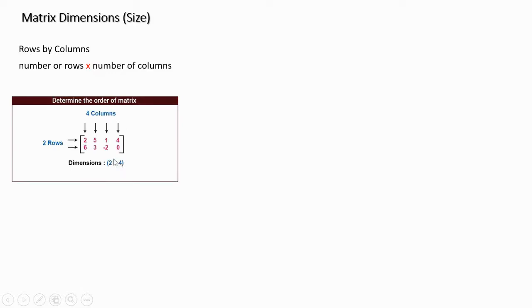Now, the dimension of a matrix, or the size of a matrix, is rows by columns: the number of rows times the number of columns. For example, determine the order of the matrix. Here you have 2 rows and 4 columns. So that's why it's a 2 by 4.